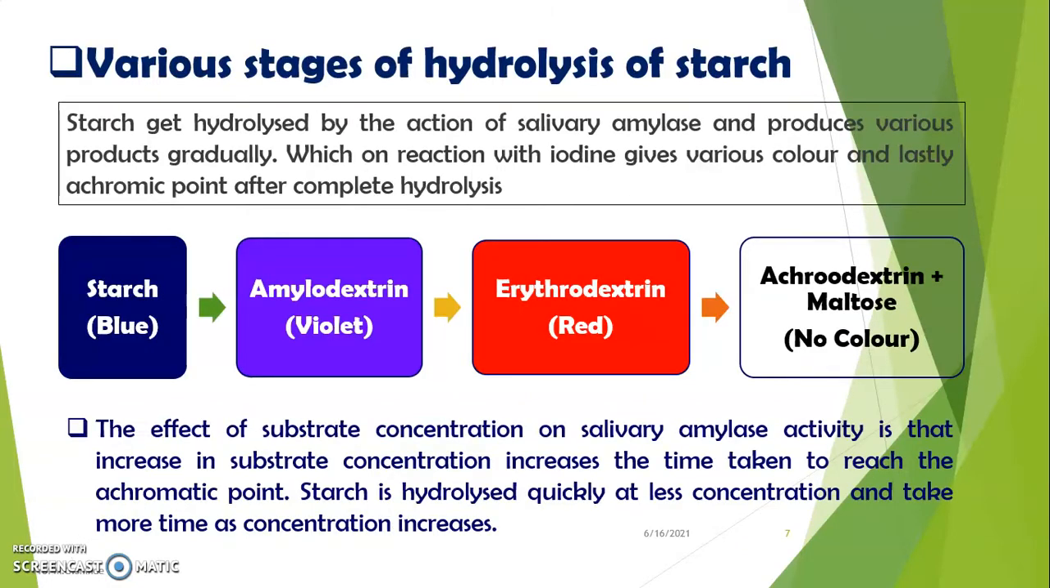Now, there are various stages of hydrolysis of starch. Starch gets hydrolyzed by the action of salivary amylase and produces various products gradually, which upon reaction with iodine give various colors, and lastly the achromic point after complete hydrolysis. Starch tested with iodine gives blue color. The hydrolysis product amylodextrin gives violet color with iodine, while erythrodextrin gives red color with iodine. Finally, on complete hydrolysis, starch is converted to achroodextrin and maltose, which on testing with iodine do not produce any color, that is, the achromic point is developed.